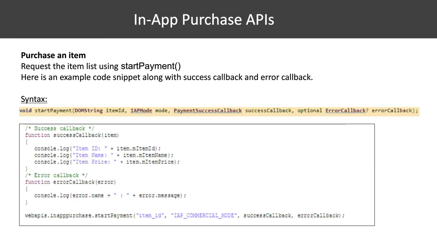So start payment is the actual API which helps to purchase the transaction. As you can see, this is the success callback, and there is an error callback. In this example, we are just displaying the error message, and the last line is how you can actually call the start payment API. So you might have to pass the item ID, item mode, and there is a success callback and the error callback.